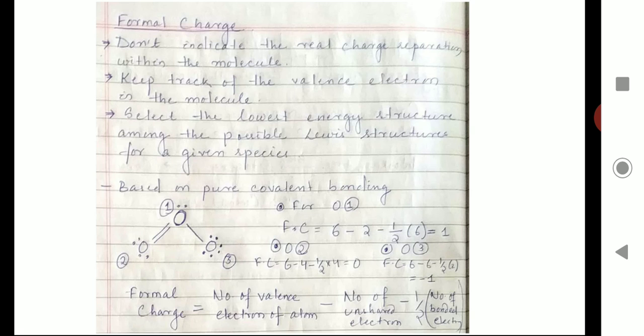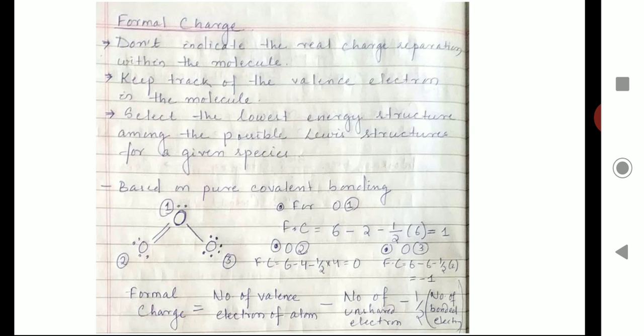Formal charge does not indicate the real charge separation within the molecule. So the charges in ozone are not real charges. What it can do is keep track of the valence electrons in the molecule, and it selects the lowest energy structure among the possible Lewis structures for a given species. Later in this video, in the resonance structure, we will understand this better.